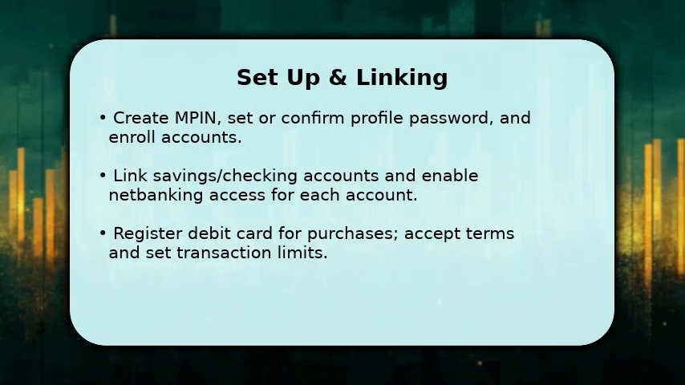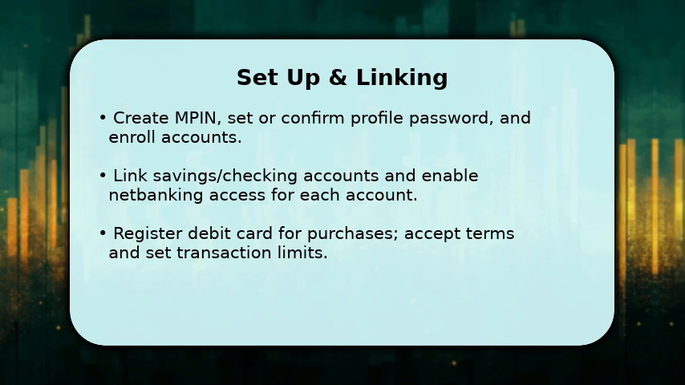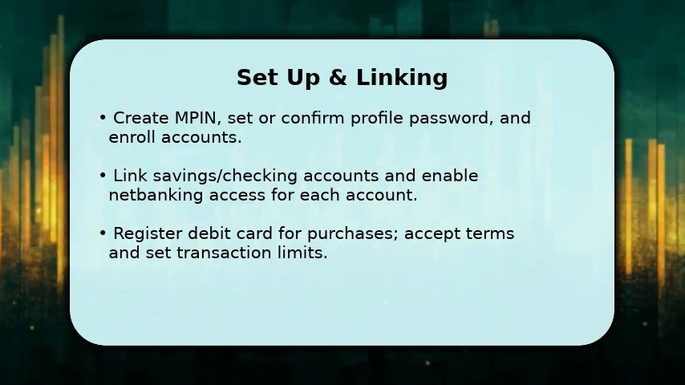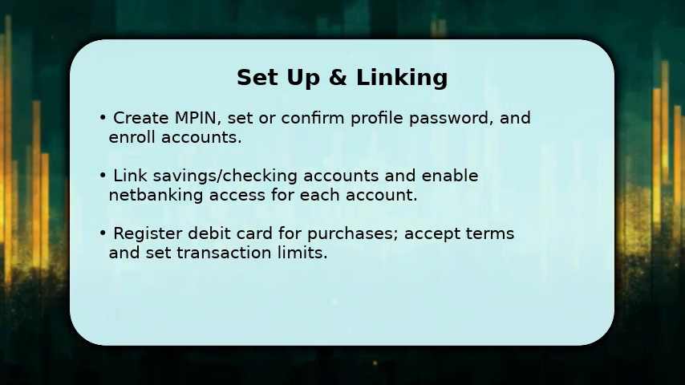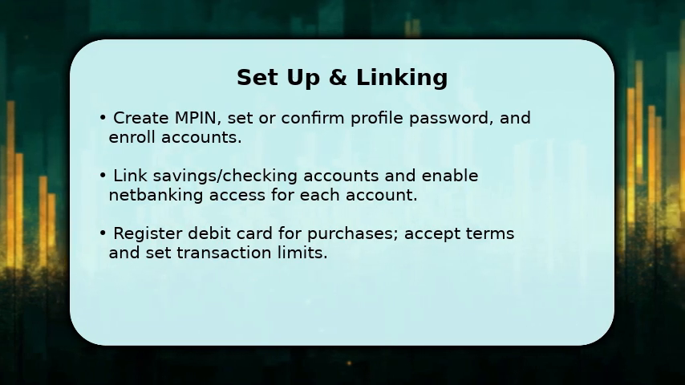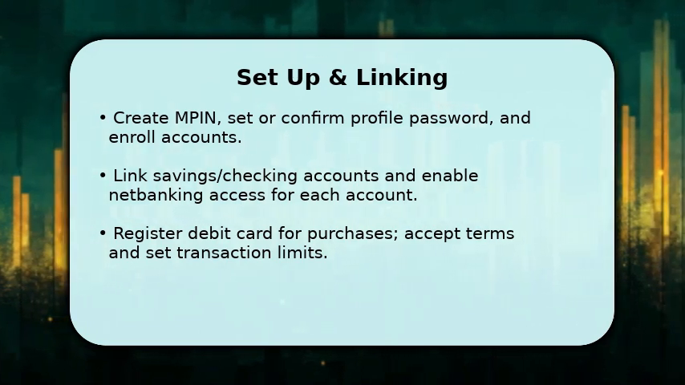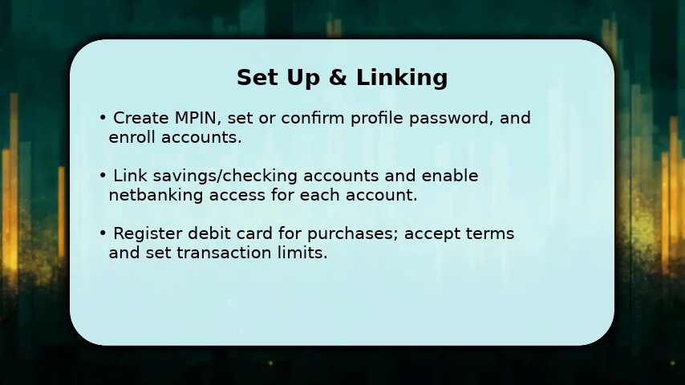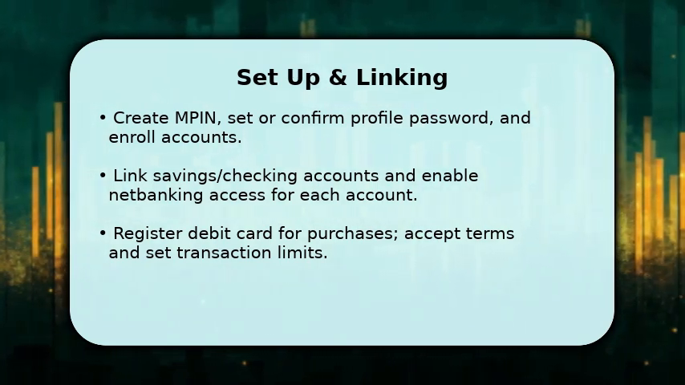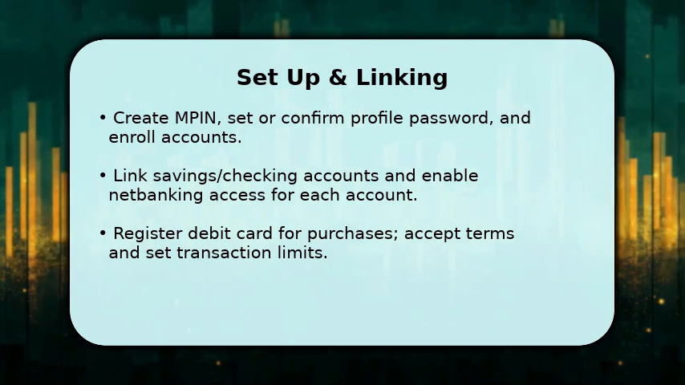Next, enroll and link your savings or checking accounts. You must authorize each account with a one-time OTP or debit card validation so net banking appears under accounts. Also register your debit card for secure transactions and choose transaction limits. This protects you and enables UPI, bill pay, and fund transfer features without needing the desktop site.